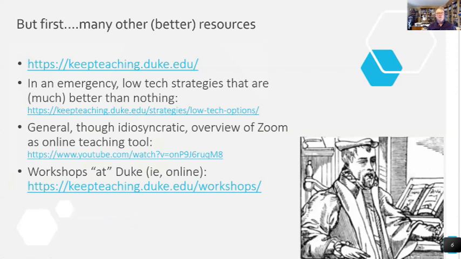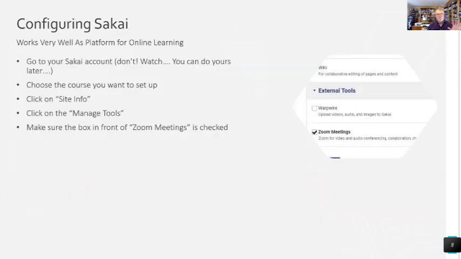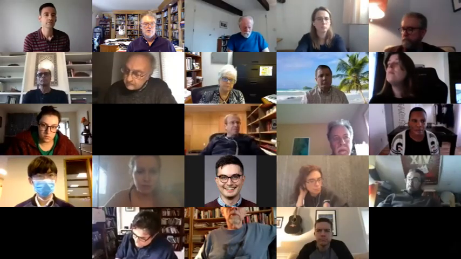So I do want to point out there's a number of other resources that are better than what we're doing, which is just trying to demystify some of this. To enable Zoom in Sakai, go to your Sakai account, choose the course that you want to set up, click on Site Info, click on the Manage Tools box, and then make sure that the box in front of Zoom Meetings is checked. So I'm now going to do that, but these are the things that you need to do. I'm not asking you to do them. These are the things that you need to do.